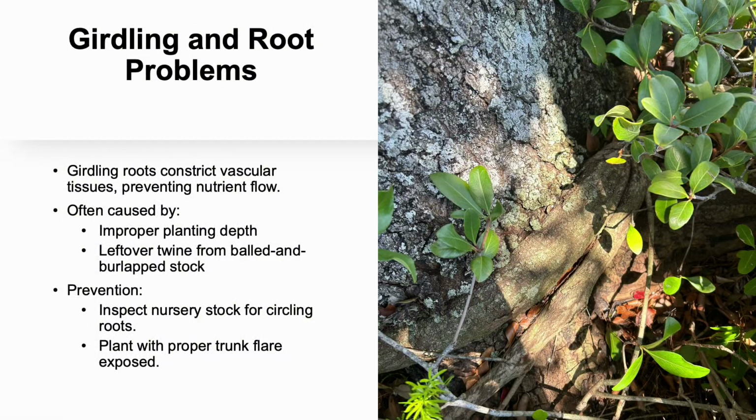Girdling roots constrict vascular tissues, limiting nutrient flow. Common causes of this include improper planting depth and twine left over from balled and burlap nursery stock. Prevention involves inspecting nursery stock for circling roots and ensuring proper planting depth.